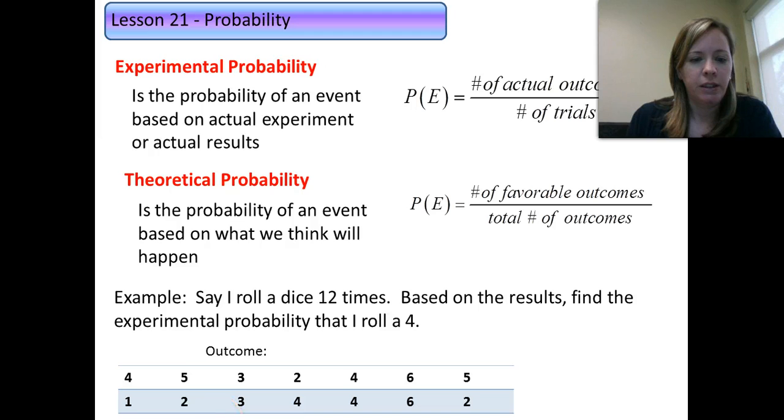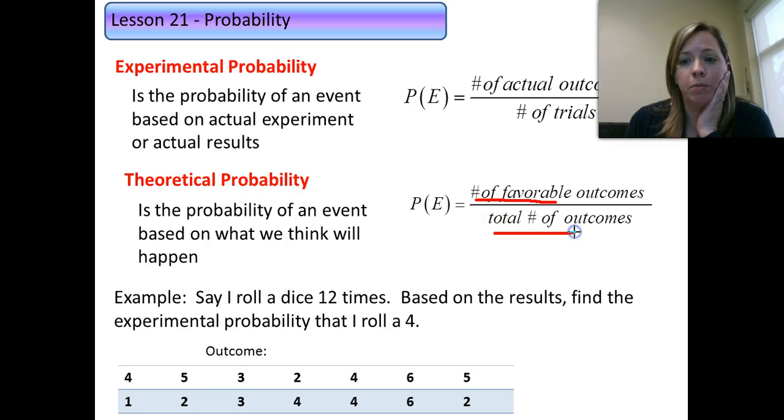Experimental probability is what happens when you take the actual number of outcomes that you're looking for divided by the number of trials. And then theoretical probability looks at dividing the number of favorable outcomes divided by the total number of outcomes that are possible. So we'll look at a couple of examples to see how this plays out.